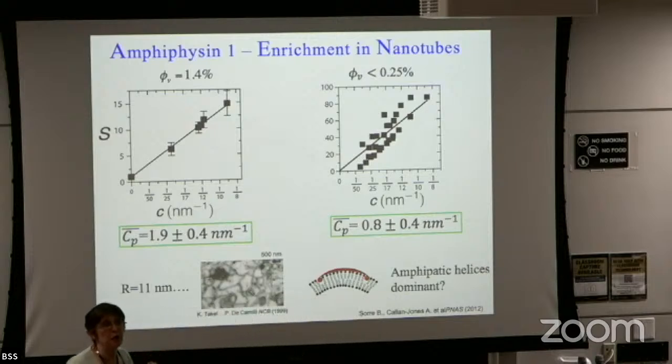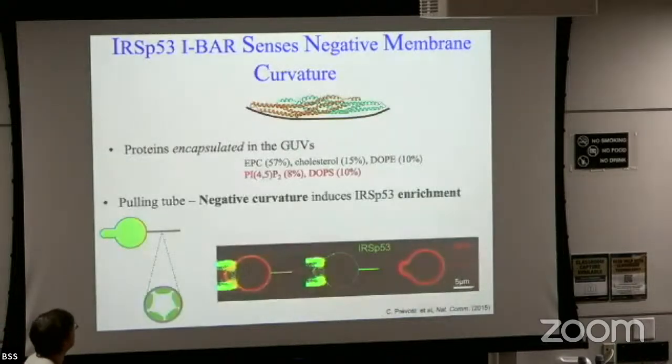So that was what we were doing with a positively curved bar domain. And a little bit later, we started to try the same experiment with a negatively curved bar domain. So this kind of protein, which is called ERSP53, has an inverted bar domain. So we did the same experiment, but now we had to encapsulate a protein inside the GUV and to pull a tube. So we were also using a negatively charged lipid. And you can see very clearly that the protein is very enriched in the tube. So it means that at least the principle works also for negatively curved membrane.